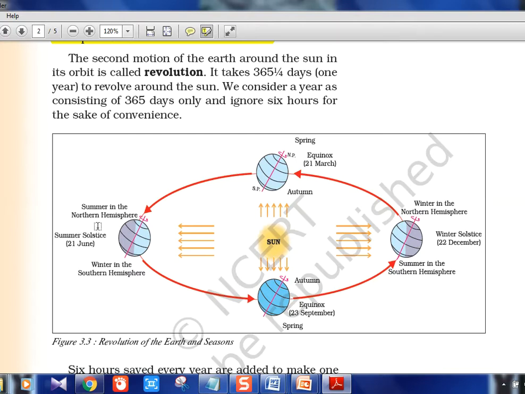So everything is named based on the northern hemisphere. If northern hemisphere is having summer, it is summer solstice. If northern hemisphere is having winter, it is called winter solstice. So in these two, there will be difference in day and night timing and difference in climate also, I mean season also. This is summer, here it is winter.